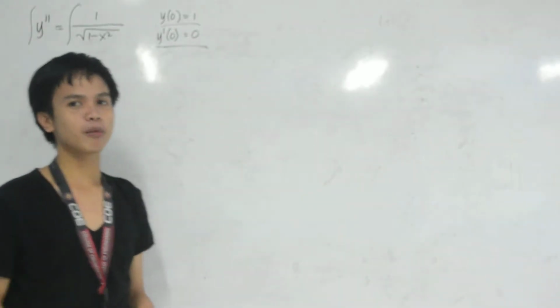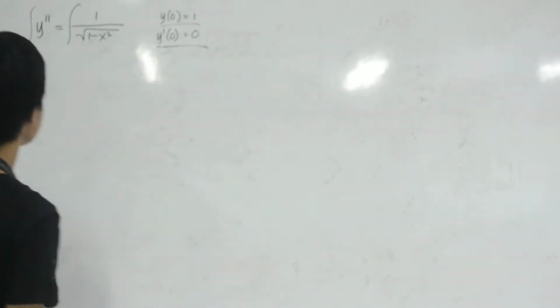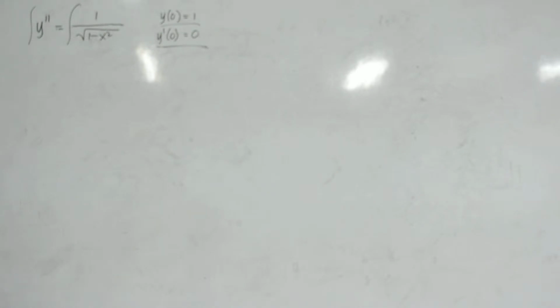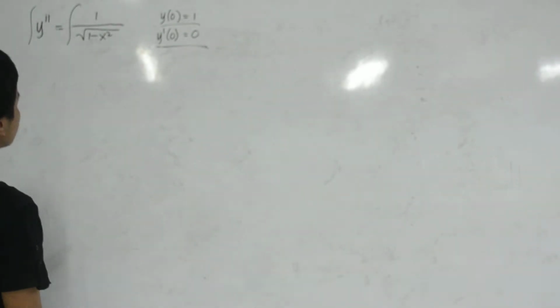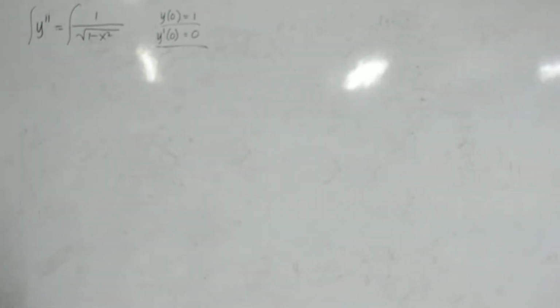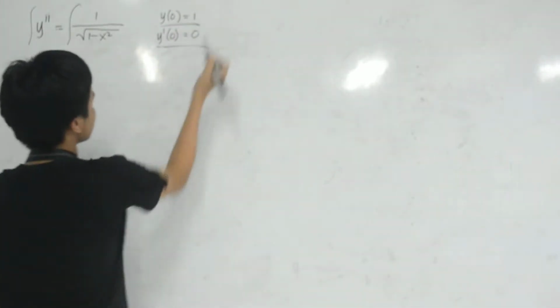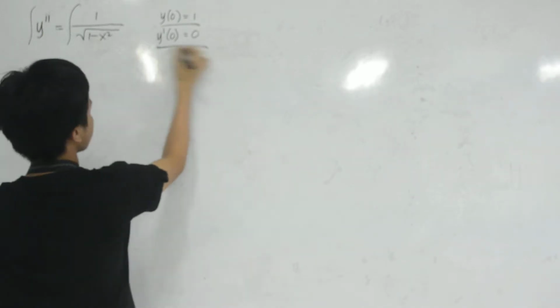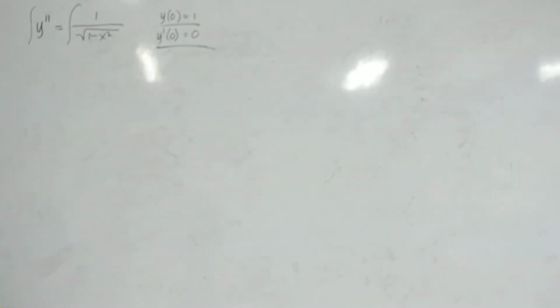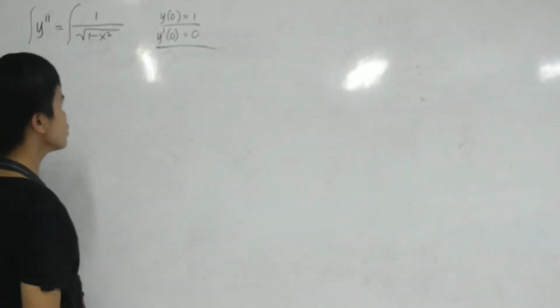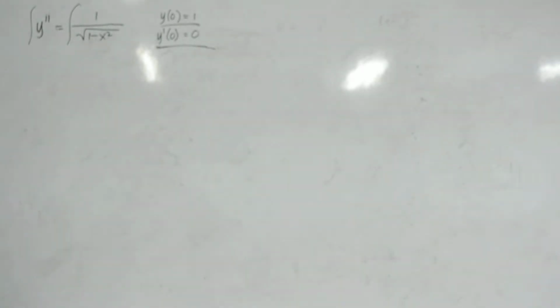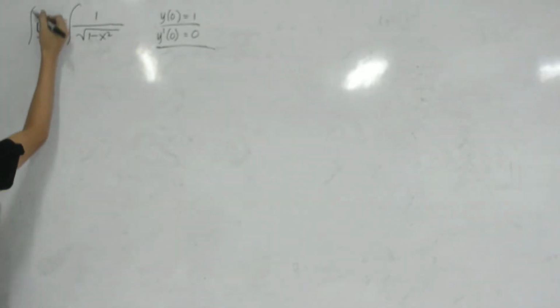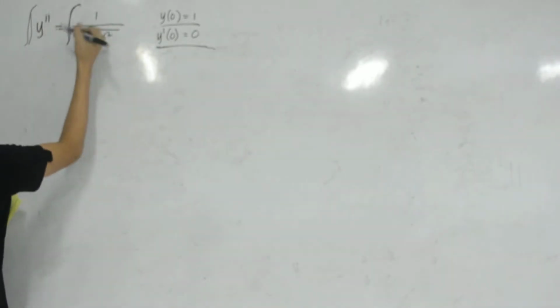So this is my problem number 1. Given the equation y double prime is equal to 1 over square root of 1 minus x squared, with the condition y of 0 is equal to 1 and y prime of 0 is equal to 0. So we will get the general solution for this equation. And to solve for this solution, we will integrate both sides with respect to x.